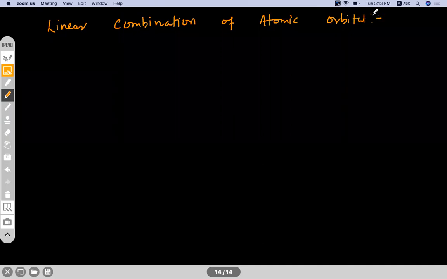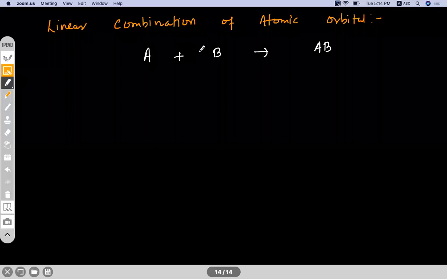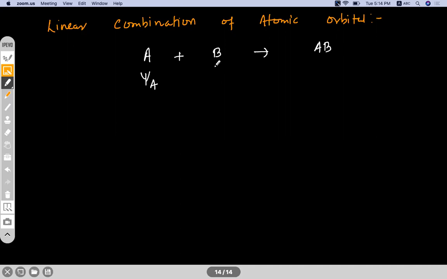Linear combination of atomic orbitals. According to this, when two atoms combine, they form a molecule. These atoms combine in two different ways. One possibility is that they have the same phase. Psi A and Psi B are the wave functions of A and B, and Psi AB is the wave function of AB.